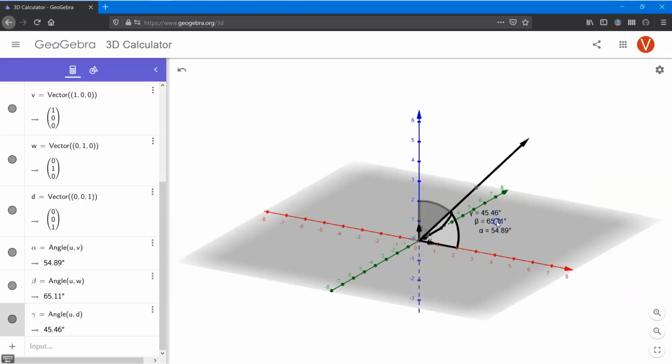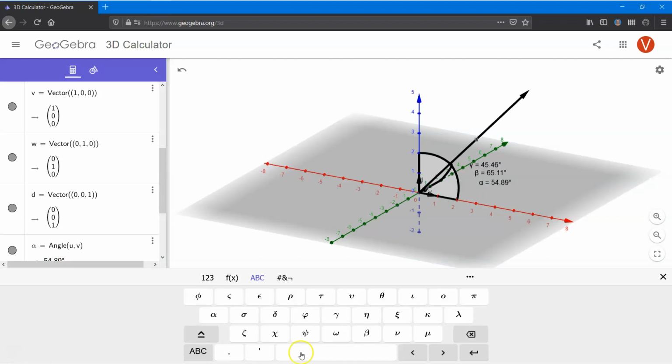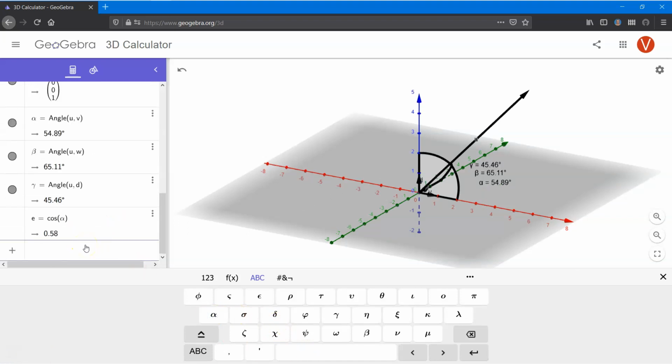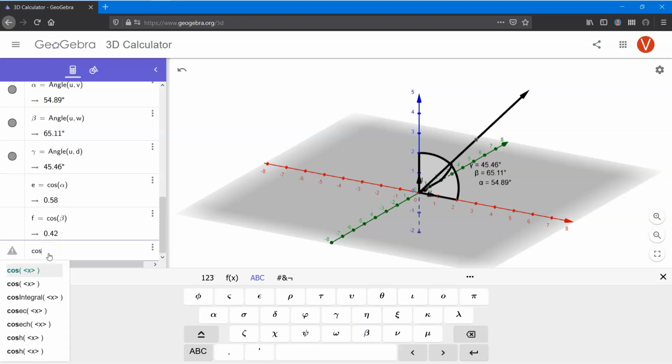Let's move it a little bit. Now that we have this, let's figure out the cosine of these angles. So cos of alpha. Now how do I type alpha? You have a keyboard here and you have alpha here. So cos alpha is 0.58. Similarly, cos beta. And similarly, cos gamma.